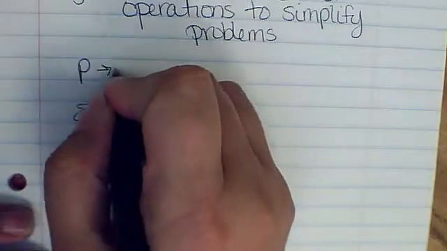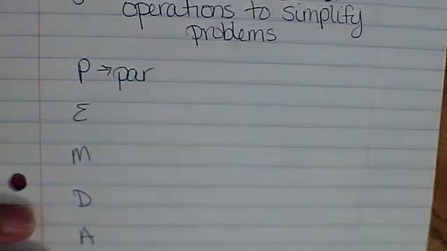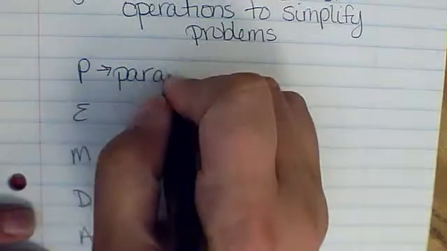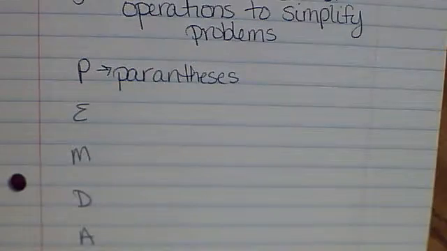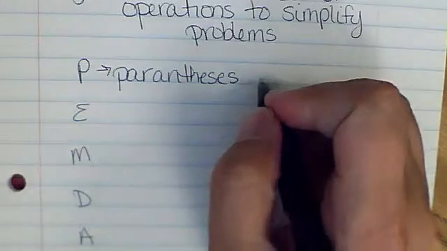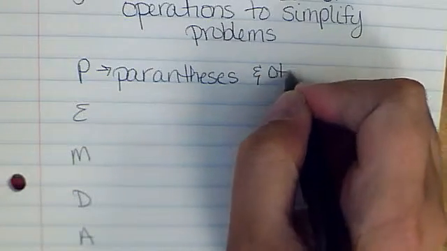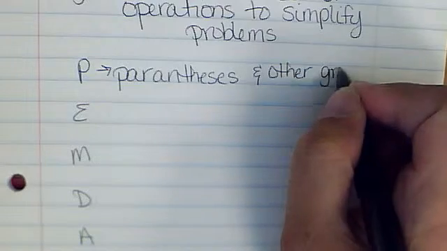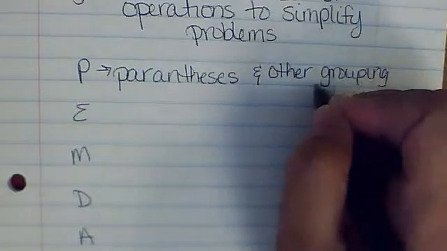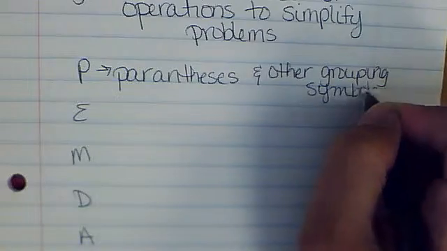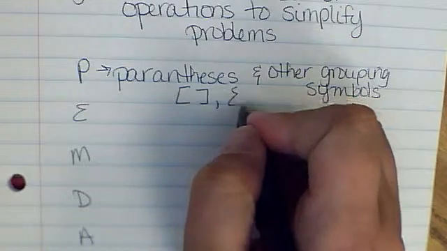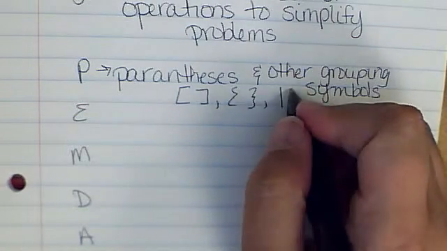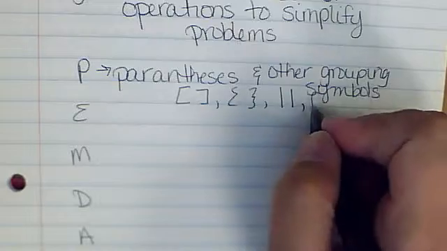P stands for parentheses. Okay, so P stands for parentheses, but what it also stands for is other grouping symbols. Other grouping symbols that can be used are brackets, braces, absolute value, and a fraction bar.